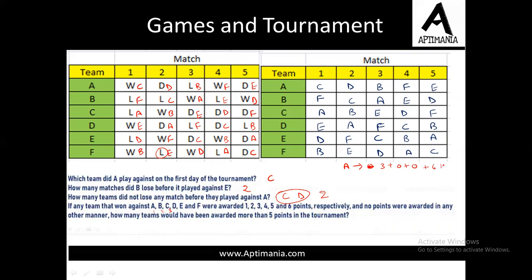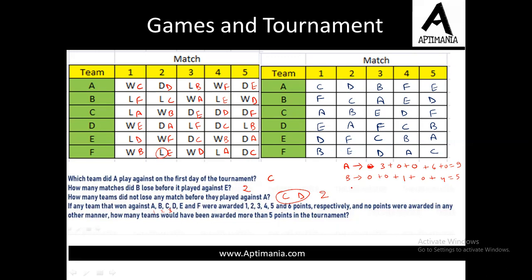And then 0 on the fifth day as well. So in total we have 9 points. Now let us check for B. On the first day, it lost, so 0. Second, lost. Third, won from A, point awarded 1. Lost, 0. Last day, won from D, point awarded 4. In total, 5 points.